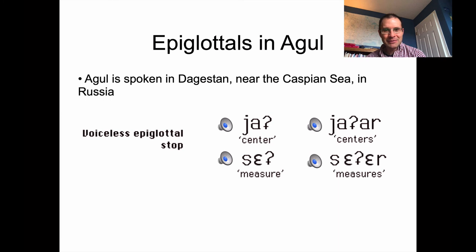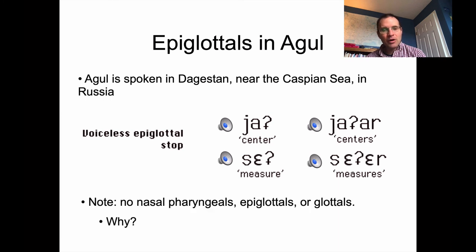I wouldn't worry about those trills, but you can give these epiglottals the best shot you can. Unfortunately, that's not the highest quality recording, but it's the best one I've been able to find for this particular segment. I will ask you a question before we move on, and that is, why are there no nasal pharyngeals, epiglottals, or glottals? Can you think of a reason why that might be the case?